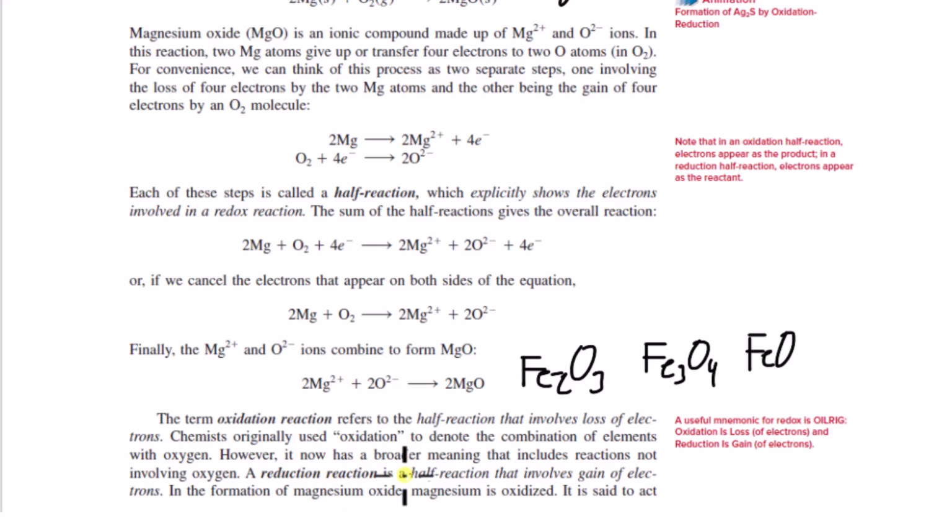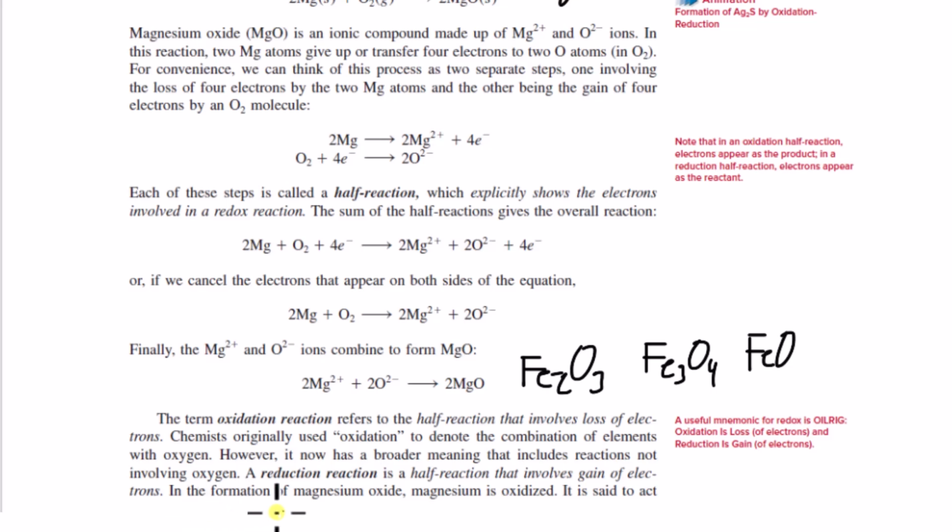Okay, but now the term has a broader meaning. For any oxidation reduction reaction, any redox reaction, whatever element or elements lose electrons, those elements are said to be oxidized in general. And same idea with reduction. In a redox reaction, whatever element or elements are gaining electrons, those elements are said to be reduced.